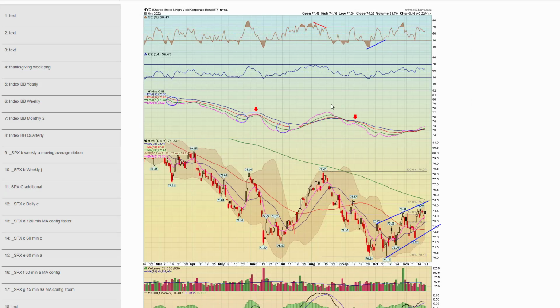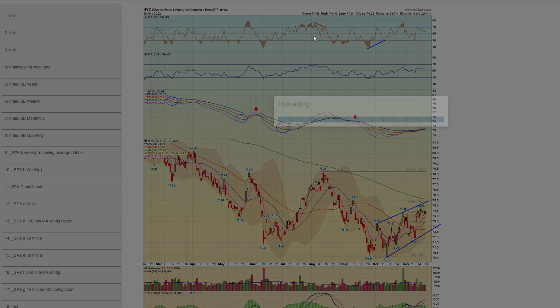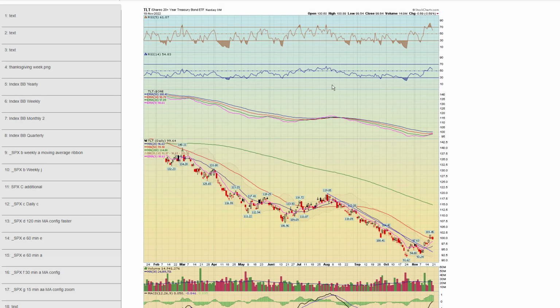Next, chapter 42, high yield corporate bonds. Really not much to say here. We continue to chop out higher lows over time. Still not much to say on it. Next, chapter 43, TLT 20-year bonds. Again, they had a clean trend line breakout long back here.